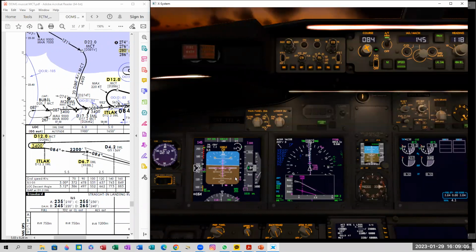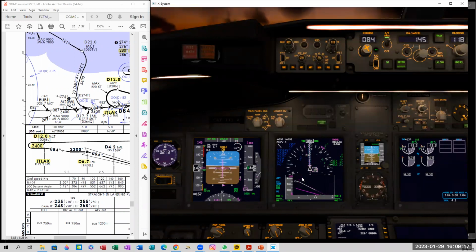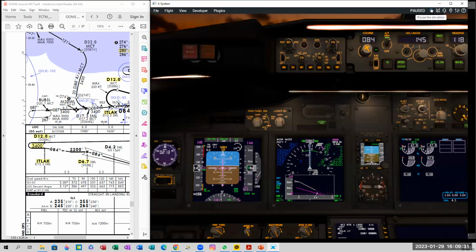We're still above the glide slope, and we are not yet at the final fix, and we want to be there. We want to be actually, by the final fix, intercepting. And there's the VSD giving us that indication. So we are by the final fix, and we haven't intercepted. So this would be a go-around.